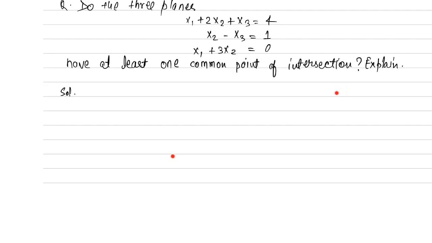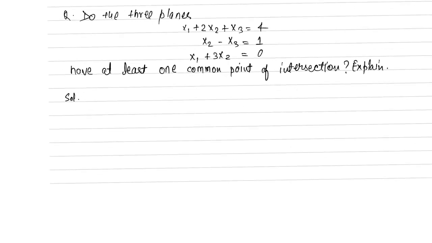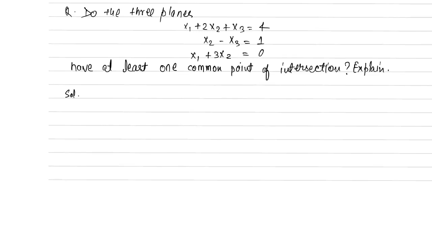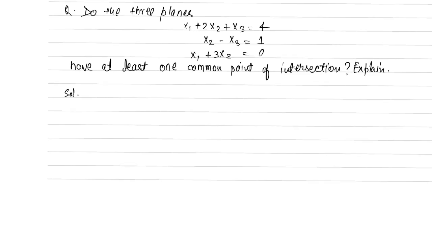We have the next question. The equations of three planes are given: x1 plus 2x2 plus x3 is equal to 4, x2 minus x3 is equal to 1, and x1 plus 3x2 is equal to 0. Do they have at least one common point of intersection? We have to find whether there is any common point of intersection between these three planes.